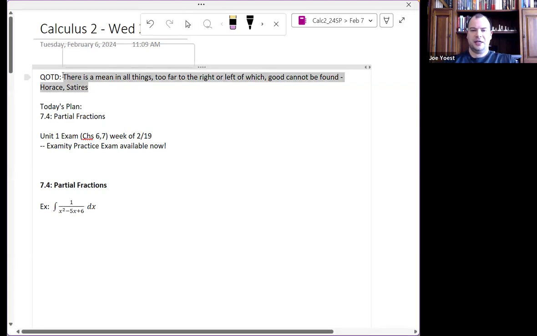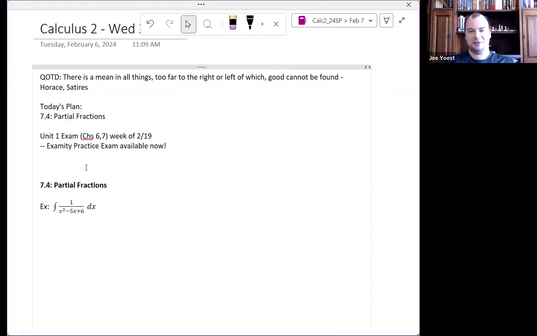All right, and then the quote of the day from the Roman lyric poet Horace in his work Satires is, a rough translation: There is a mean in all things, too far to the right or left of which good cannot be found. So keeping things in balance is usually a good strategy for academics as well as life.